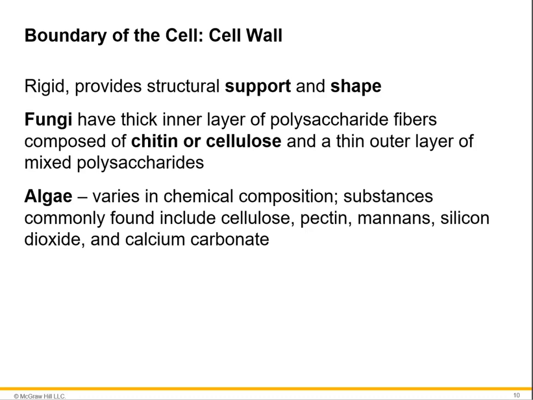Now, we learned that bacteria have a cell wall made out of peptidoglycan. Fungi have a cell wall that's composed primarily of chitin or cellulose, but the one I want you to remember is chitin. Algae, don't worry too much about this. Just know that it can vary in composition, depending on the species of algae.